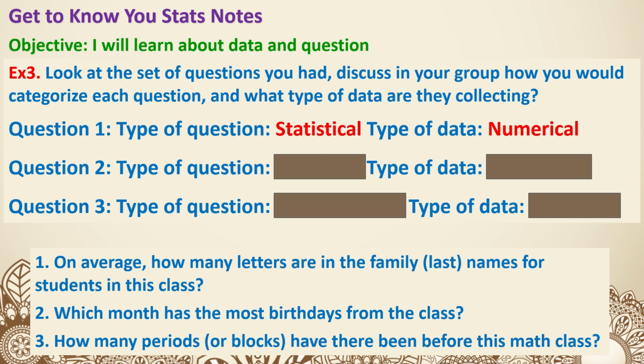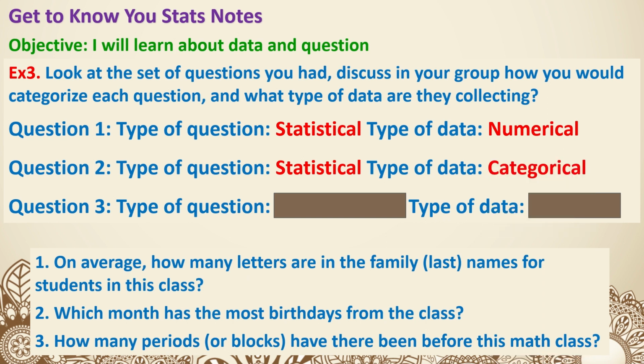Next, the second question is, for example, this one: which month has the most birthdays from the class? You're going to ask what month is your birthday? So it's going to be from January all the way to December, all possible. So it's going to be a statistical question. And the type of data you're getting, they're not numbers, even though they could be expressed as numbers, you're actually writing the words down. So that is categorical.